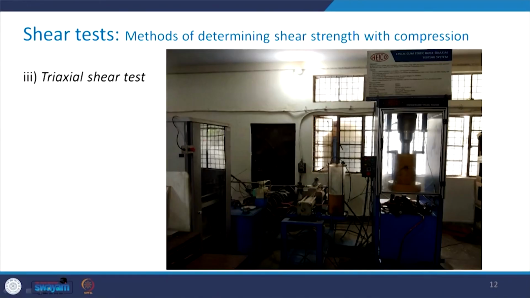This is a picture of the triaxial shear test. So, you can see that here there is a cell, although it is really not visible what is there inside, but you can see here there is a cell. Then here in this portion you can see that the oil is filled.